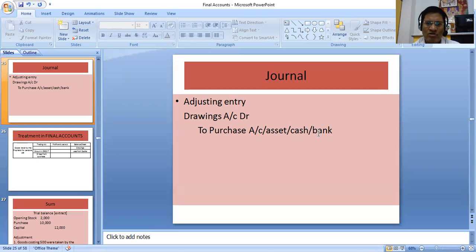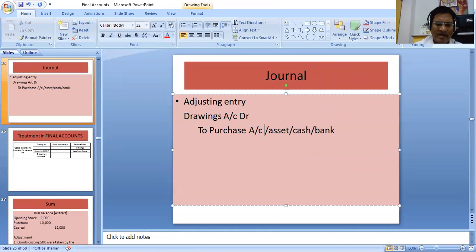And if he has taken out some stock from the business, then we can write either drawings to purchase, or even we can write drawings to stock. To stock, it's opening stock we will reduce. Drawings to stock, that also is possible. So let's start a sum to understand the entire entries.